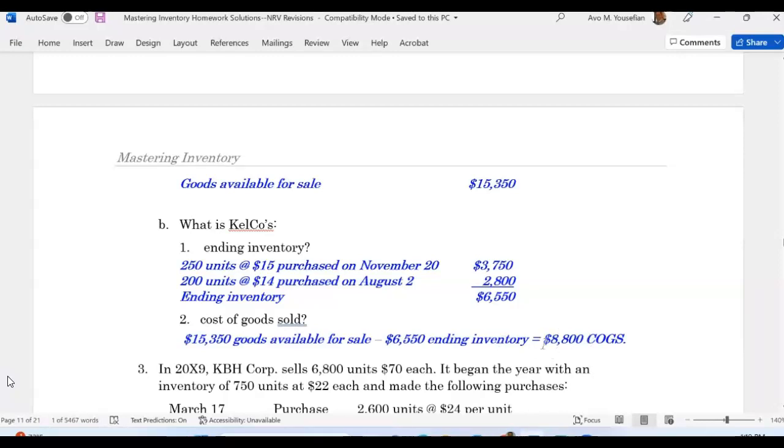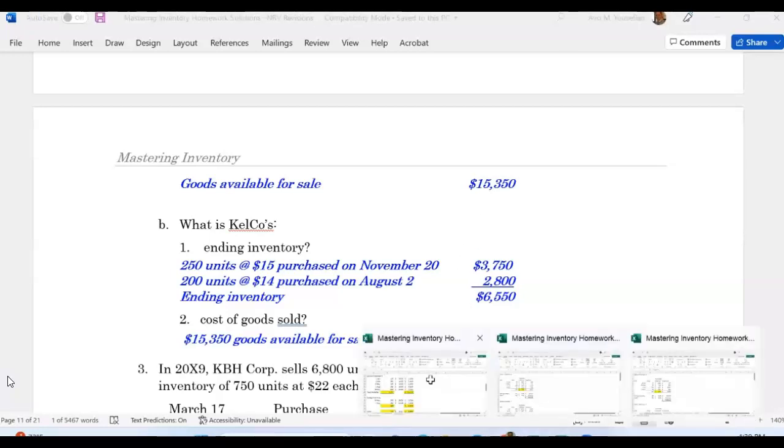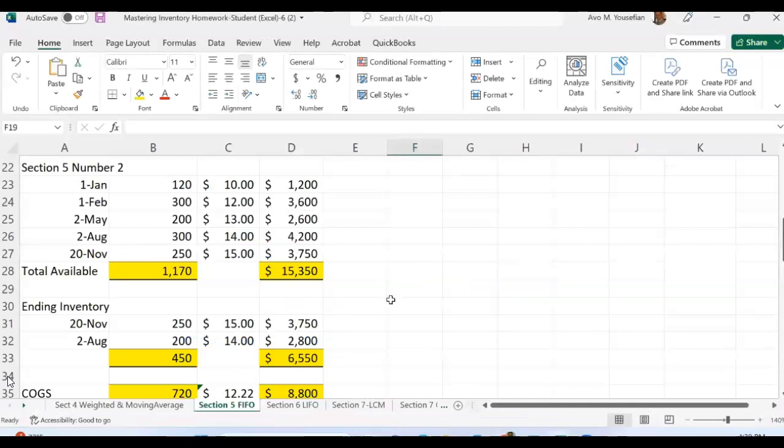Okay, so cost of goods sold is available less ending inventory. Now the same thing if I show you on Excel, let's see how it looks. So here is 120 times 10, that gives us 1200. Then we purchase a few times. So the ending inventory is 450 units. 450 units from where?